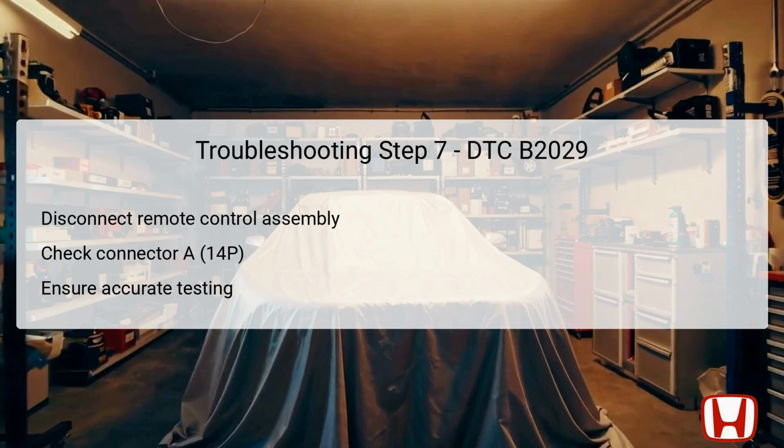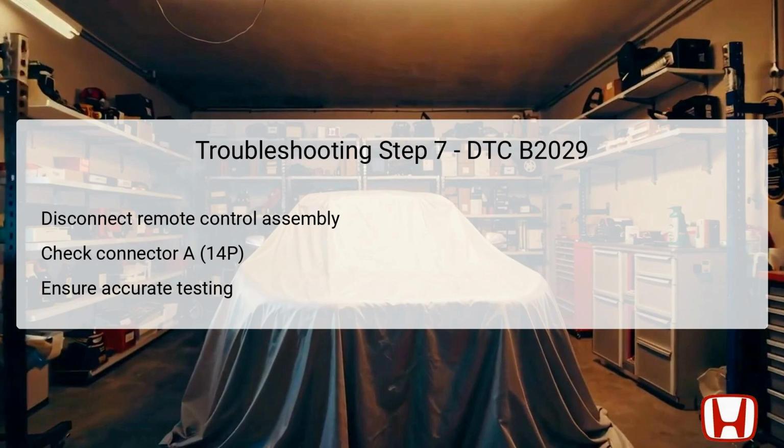The seventh troubleshooting step involves disconnecting the left power sliding door remote control assembly from the vehicle's electrical system. Specifically, the technician must remove connector A, 14P. This action allows for troubleshooting to be focused on the control assembly without interference from other components. Disconnecting this assembly is essential for isolating potential faults within the remote control switch itself.